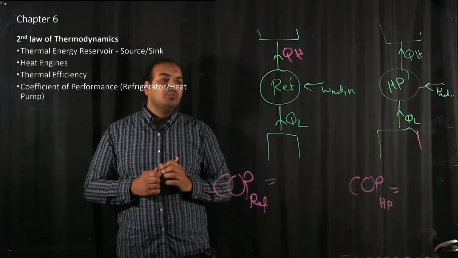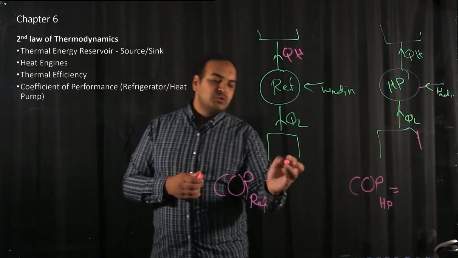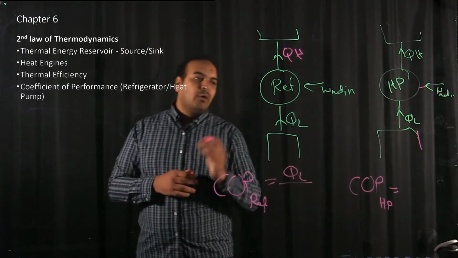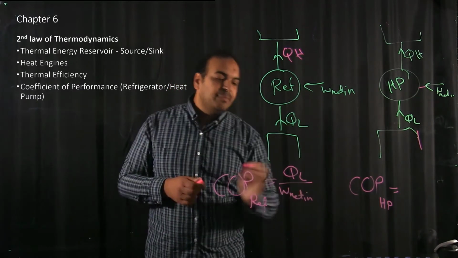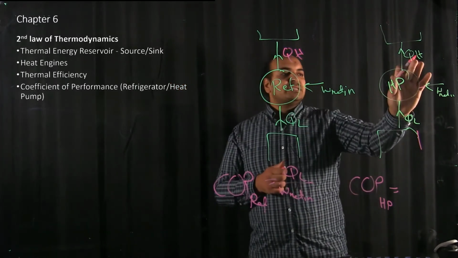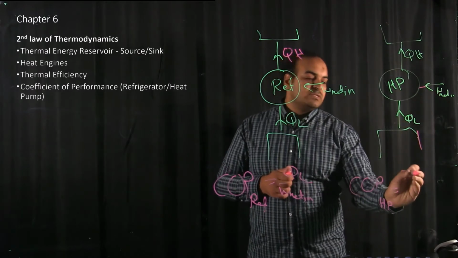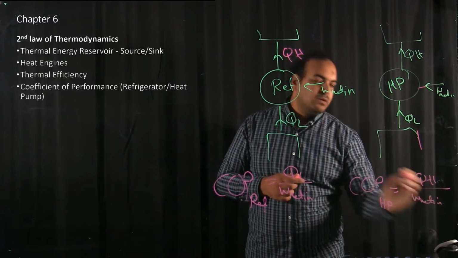In a refrigerator, we want Q low. We need the things inside the refrigerator to be cooled down. So our output is Q low. Our input is W net. It can be greater than 1. COP of a heat pump: our output is Q high, our input is W net in. So it's Q high over W net in.